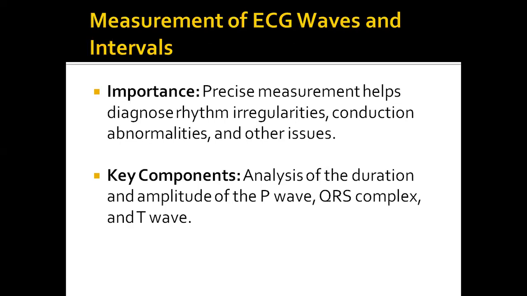Precise measurement of ECG wave duration and amplitudes helps identify rhythm irregularities, conduction delays, and other abnormalities. Key components to measure include the P wave, QRS complex, and T wave.